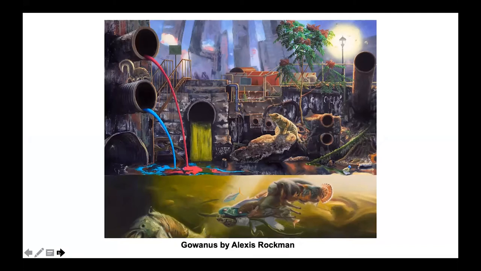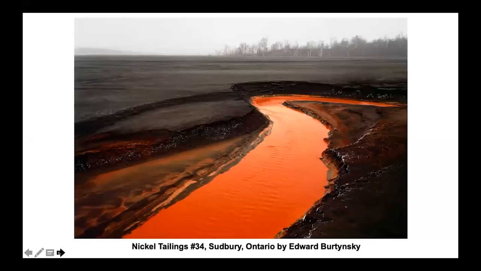Alexis Rockman. Alexis Rockman is a very interesting painter. His mother worked at the Museum of Natural History in New York, and he was influenced by the Hudson River School of Painting. And the result of that interesting combination of influences are dramatic paintings like this that combine natural scenes that have been spoiled by pollution. Here's another work by Ed Burtynsky, just a beautiful and deeply troubling image of wastewater from processing of nickel.